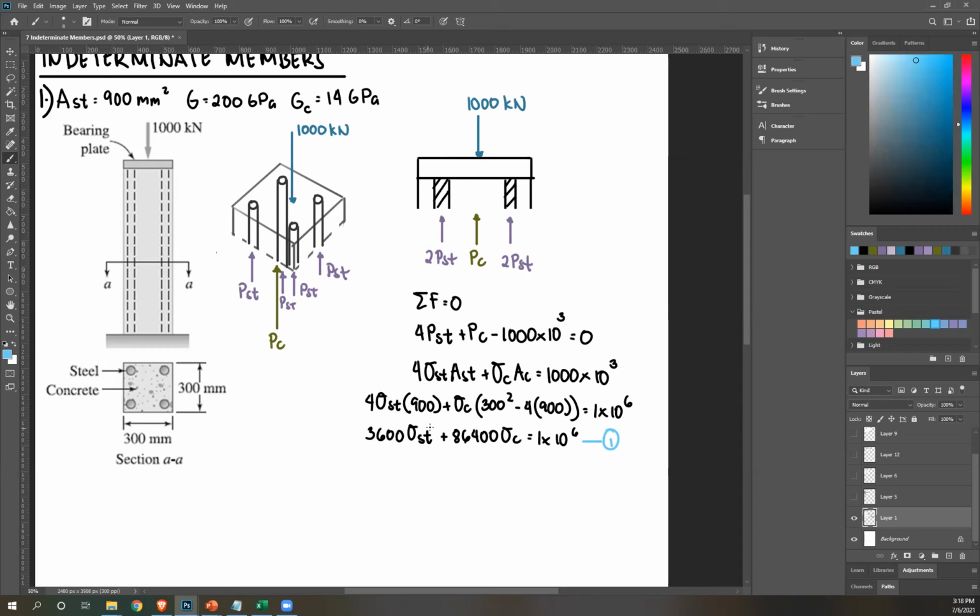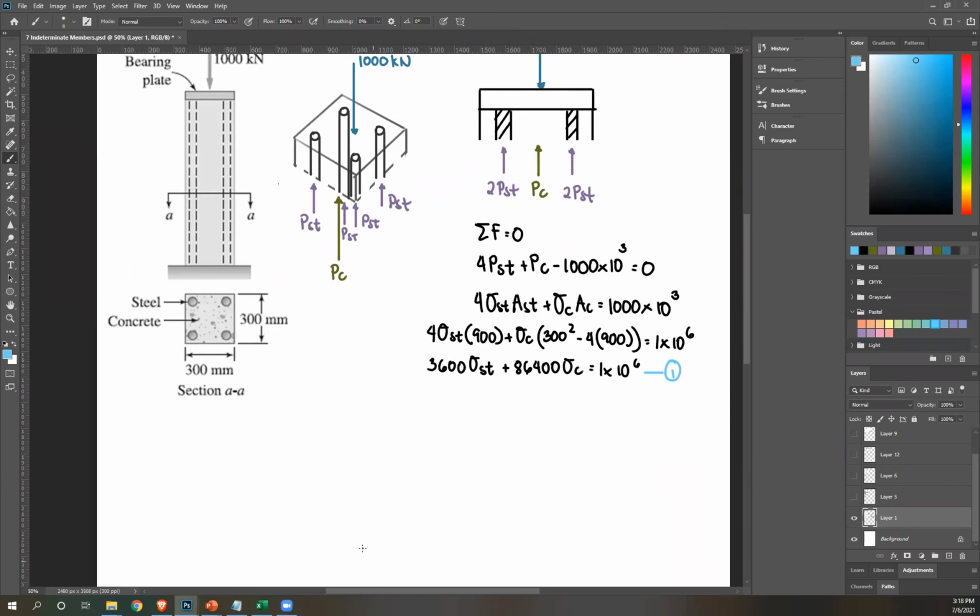So we have 2 unknowns, just 1 equation. So this is an example of statically indeterminate, because there's no other equilibrium equation we can use. So now the next step is to try to create compatibility equations by exaggerating the deformation of your objects or your body. Let's do that.